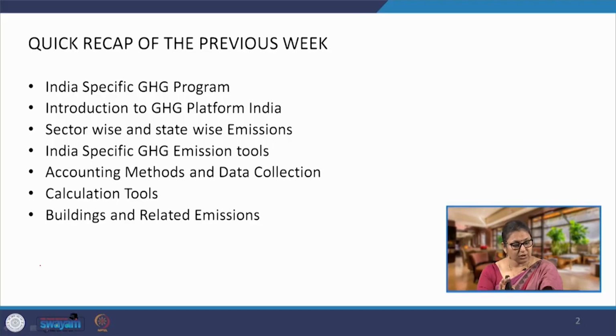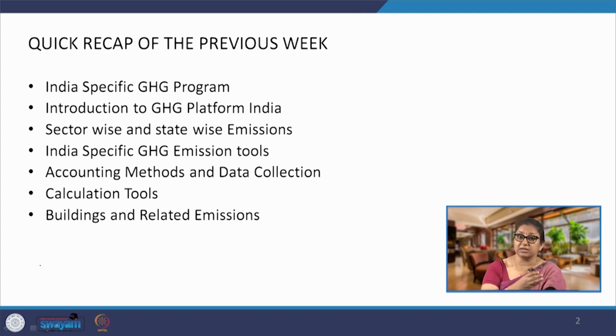But before I go over discussing the emissions of airports, we will take a quick recap of what we have discussed in the previous week. We talked about the India specific greenhouse gas program, and we also looked at the GHG Platform India. We looked at the sector wise and state wise emissions which are available from GHG Platform India, and then India specific GHG emission tools. We also discussed accounting methods and data collection. We looked at a couple of calculation tools, and then we went on to see some examples using these calculation tools as to how we can calculate the reduction in GHG emissions.